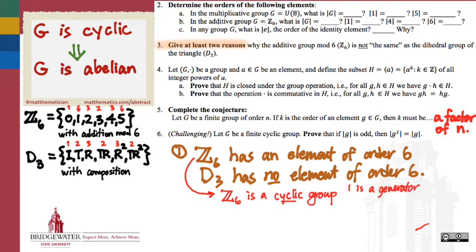because if I add 1 to itself, I come up with 2. If I add another 1 to that, I get 3. If I add another 1, I get 4. If I add another 1, I get 5. If I add another 1 to 5, what do I get? 0, because we're adding mod 6. So adding 1 to itself repeatedly will get me all of the elements in Z mod 6.